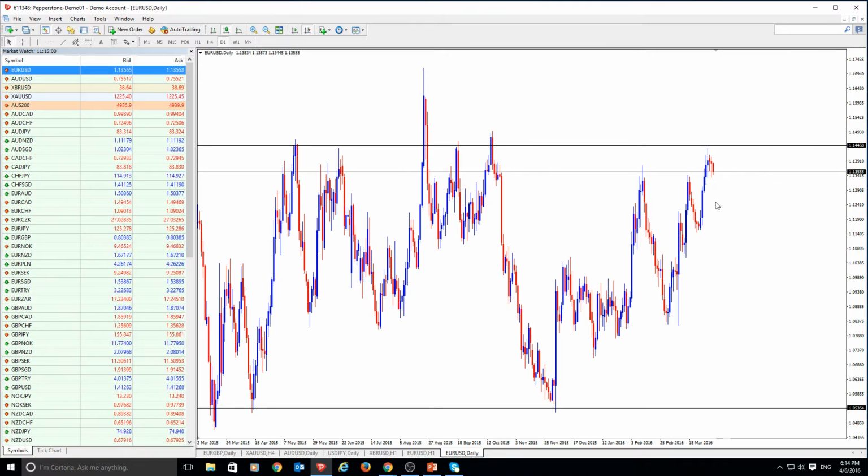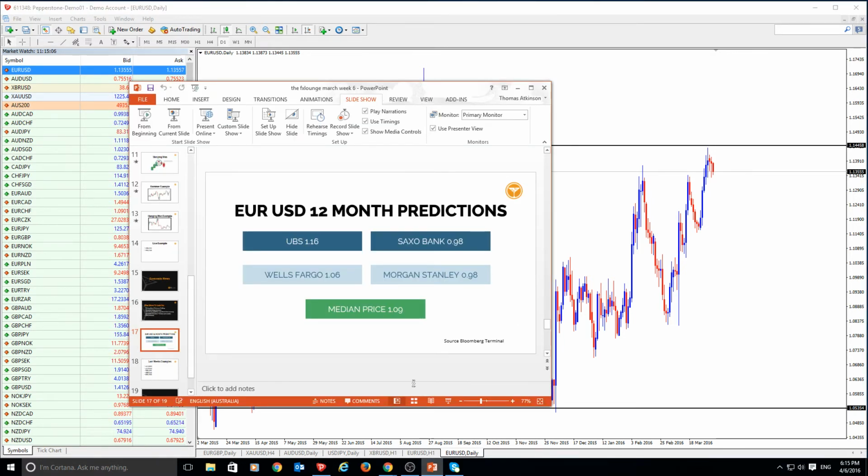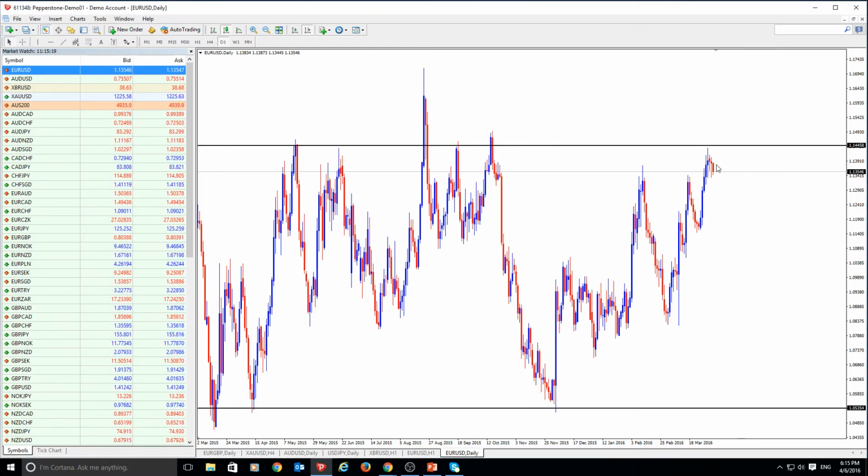It has formed a very long-term channel now, so it's had enough touches on either side to confirm it. And if we go back to that 12-month expectation, the median price is expected to be $1.09, and a lot of the big guys are saying even lower: $1.06, 98. So the euro is actually trading above the median price at the moment. And the median price basically falls right in the middle of that channel, which would not surprise anybody.